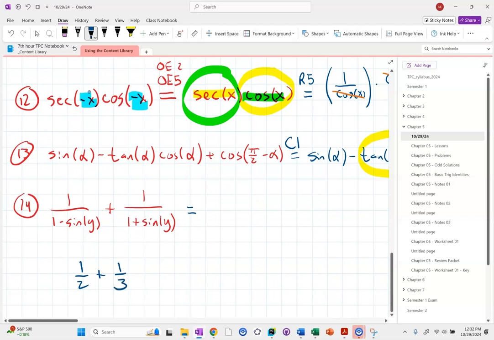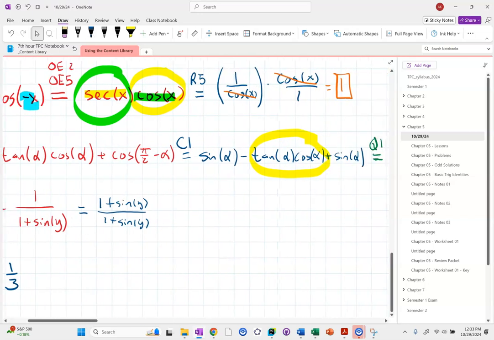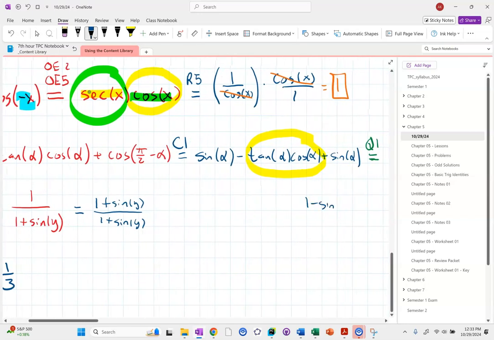If I have 1 over 2 plus 1 over 3, what's the common denominator going to be? 6. How'd you get the 6? Multiply. 2 times 3, right? Same idea here. What's the common denominator going to be? 1 minus sine y times 1 plus sine y. So we'll just multiply the first one by 1 plus sine y, and the second one by 1 minus sine y.